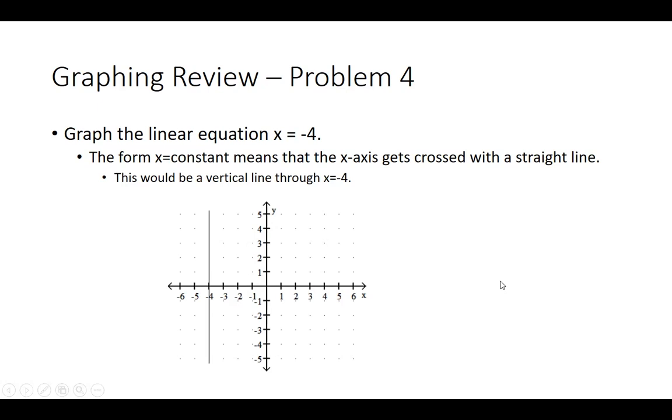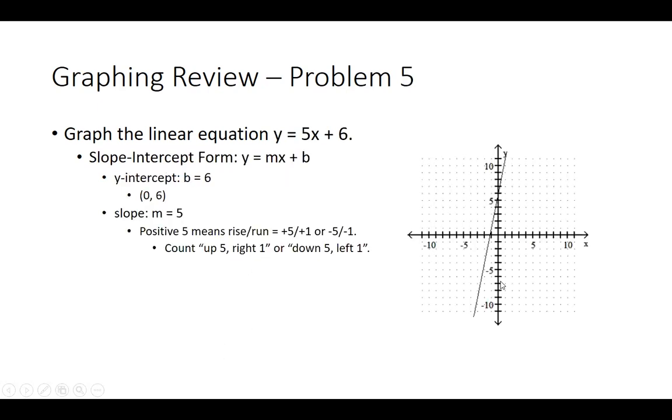And I said we'd be short. Number 5, our last review problem. Graph the linear equation y equals 5x plus 6. This is in slope-intercept form, y equals mx plus b. And we can match it up and we can see that b is 6 and m is 5. B being 6 tells us that 6 is our y-intercept, the point (0, 6). We put that on the graph right here.